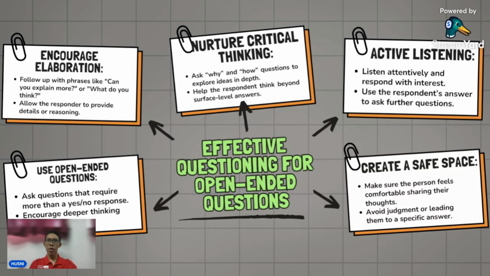And when we listen to the video back, she used the other students' answers to ask further questions. At the end of the video, we can see two students. She asked the one on the left, then she asked the one on the right using the left student's answer. And then lastly, she created a safe space to make sure the person feels comfortable sharing their thoughts and avoid judgment or leading them to a specific answer.